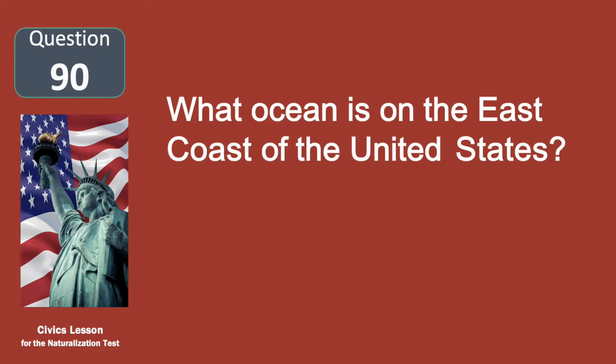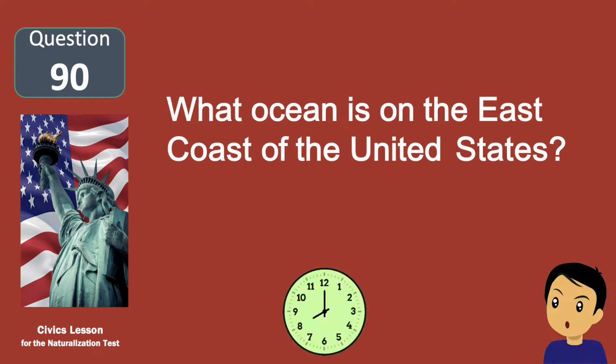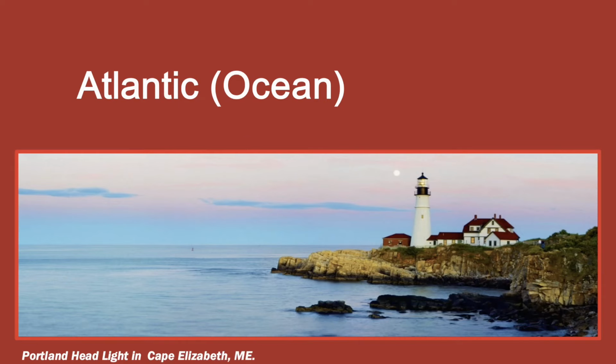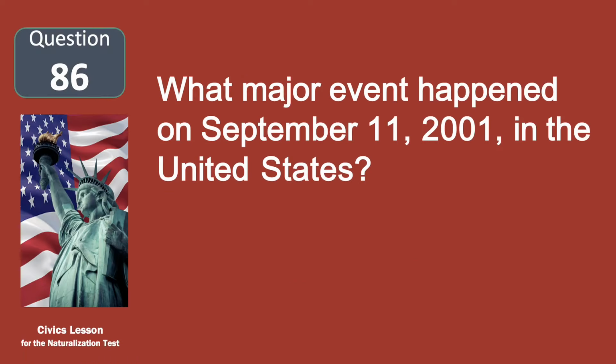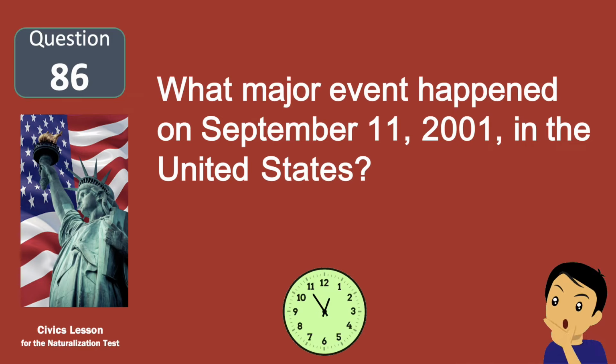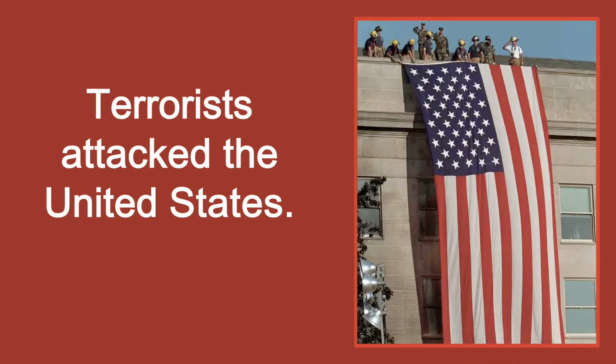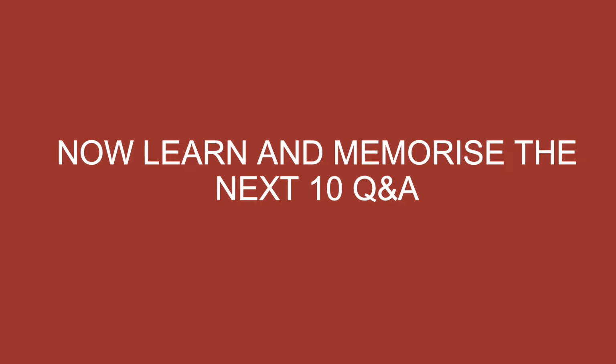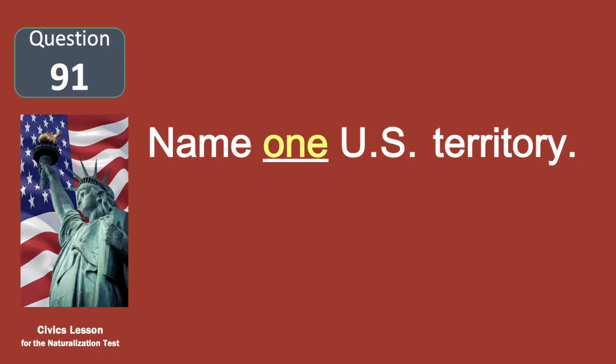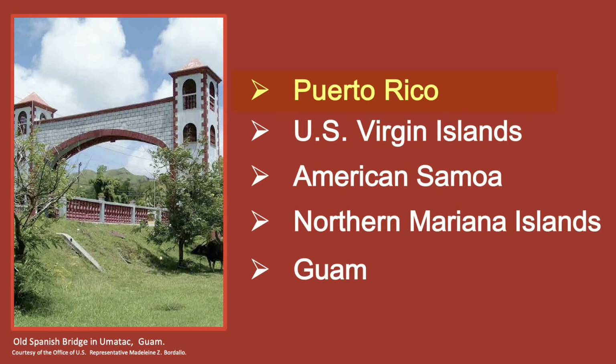What ocean is on the east coast of the United States? The Atlantic Ocean. What major event happened on September 11, 2001 in the United States? Terrorists attacked the United States. Name one U.S. territory. Puerto Rico.